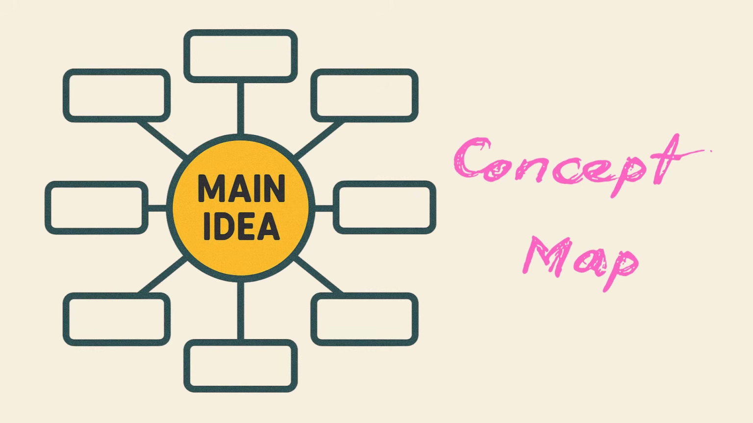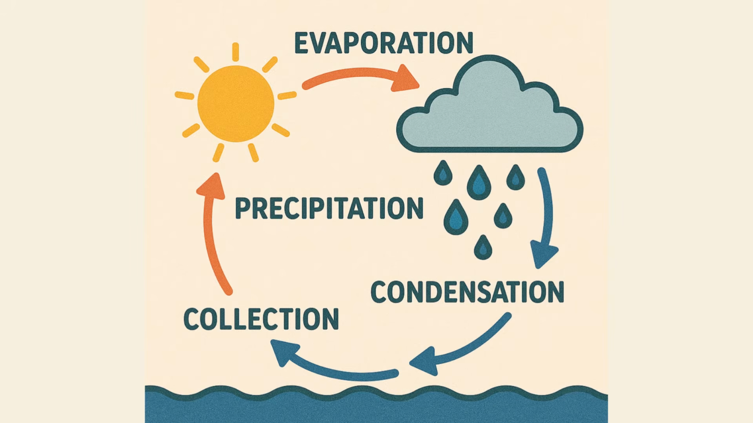A concept map looks like a spider's web. The main idea sits in the middle, and smaller ideas spread out around it. Lines and arrows show how everything connects. For example, the water cycle: evaporation into condensation into precipitation into collection. One picture explains the whole process in seconds.